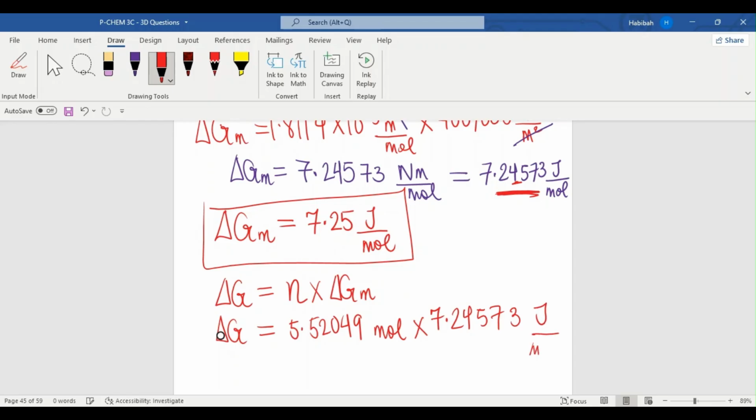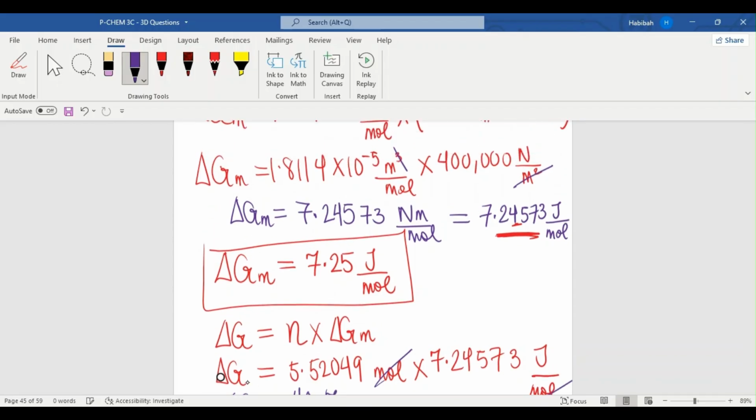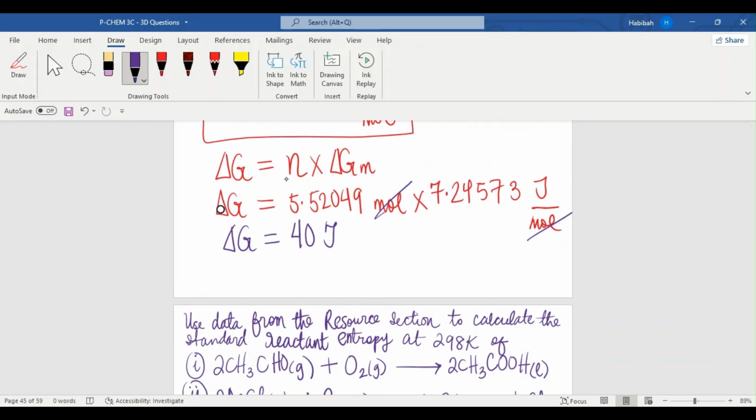7.24573 joule per mole. Cancel out the mole. 5.52049 times 7.24573. So the change in G is going to be simply 40 joules. And this is basically the answer to this question. Basically, exactly 40 joules. So, yeah, this is the answer to this question.